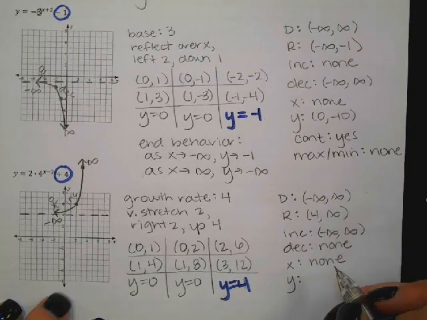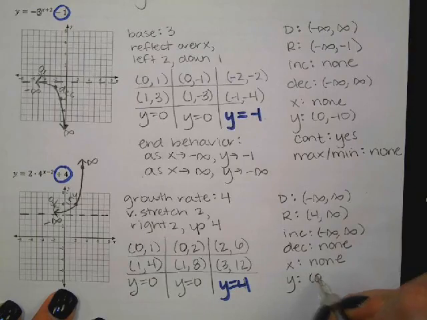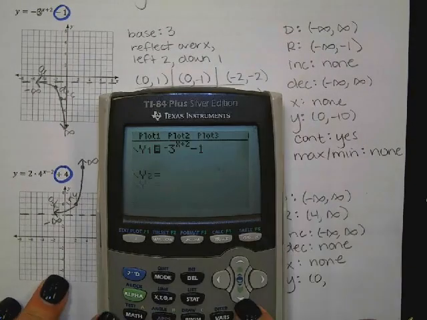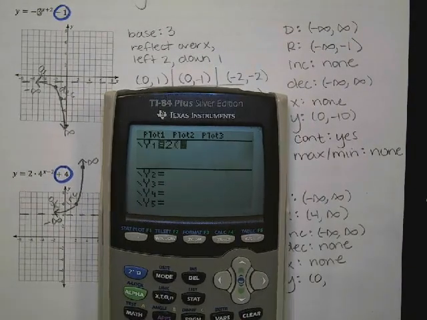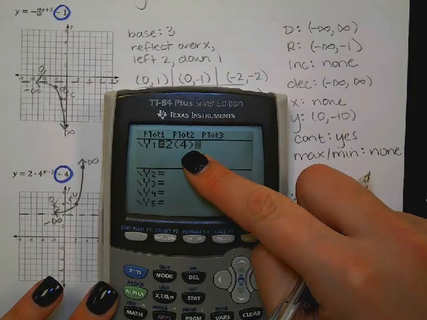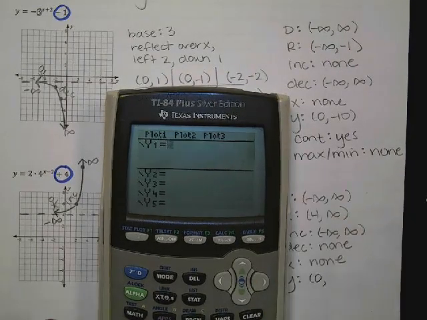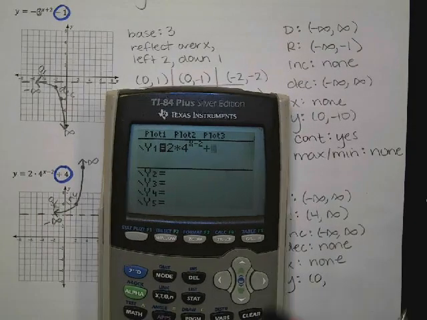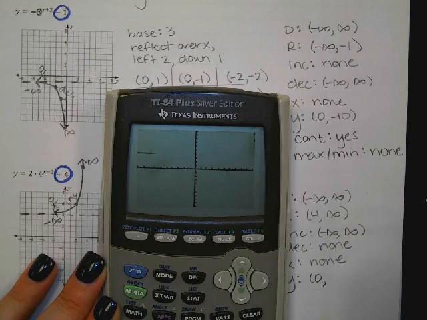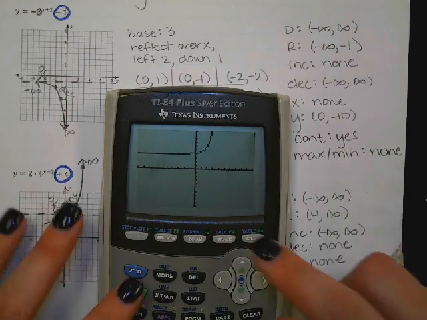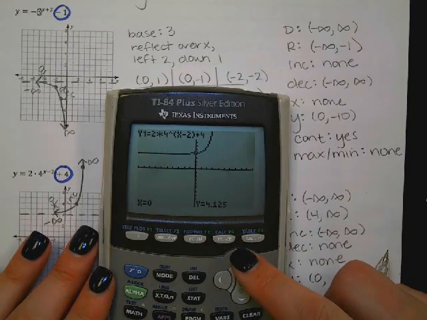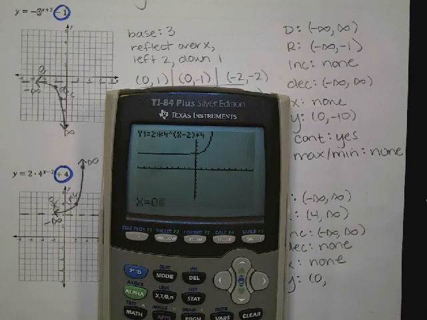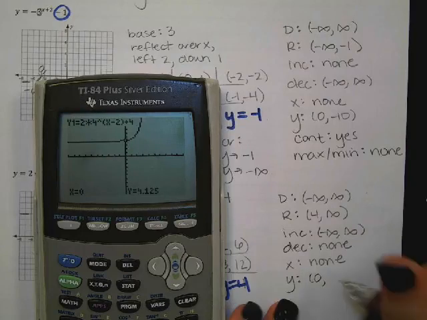Y-intercept, we're going to have to plug in 0. So in your calculator, you can type it like that, or you can type it like this. It doesn't matter. .125.